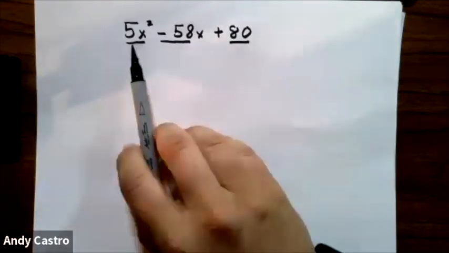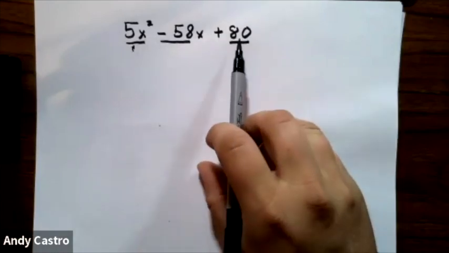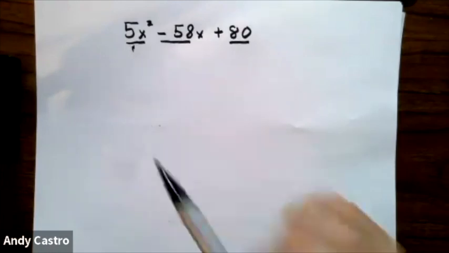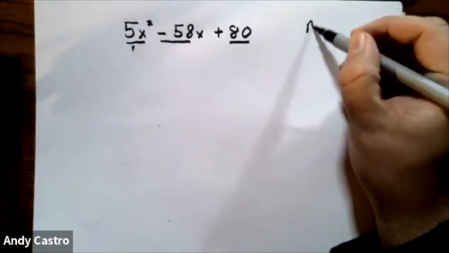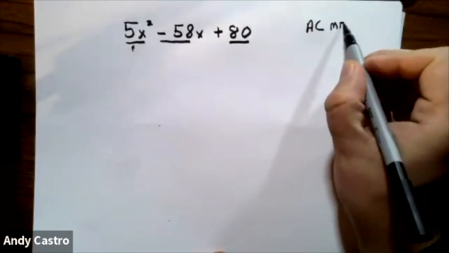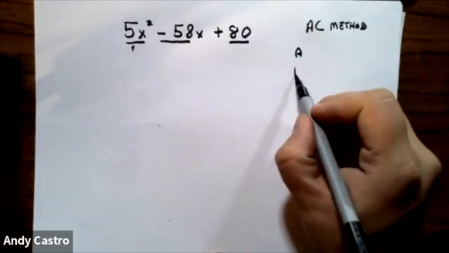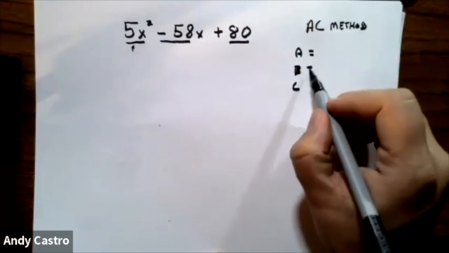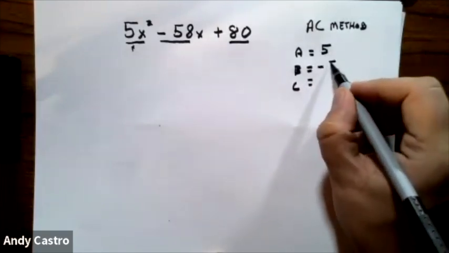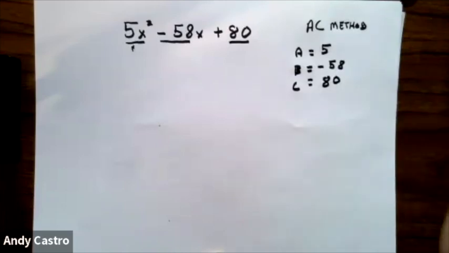Since this coefficient is not 1, I can't use the normal two numbers that multiply to give me 80 and add to give me negative 58. So I'm going to use the AC method. Let me just write that off here to the side. My A, my B, and my C. My A is 5, B is negative 58, and C is positive 80.